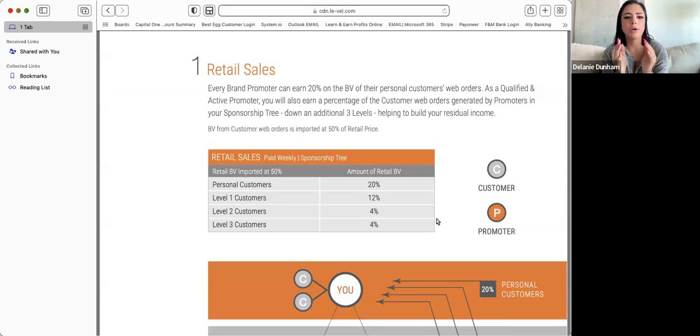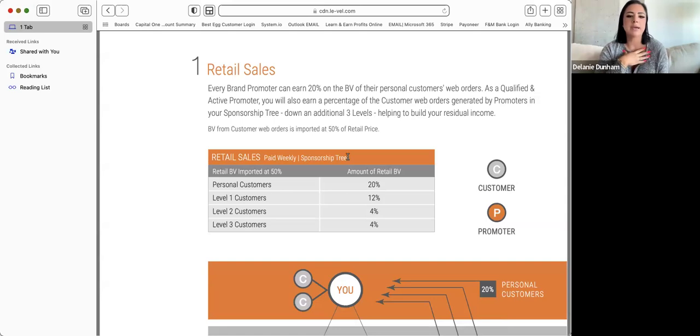Okay. So the first thing that we get paid off of is called retail sales. This is a fancy way of just saying customer sales, right? So you'll see on this comp plan where it says sponsorship tree right here. Pay attention to that, because we get paid off of personally enrolled, and then we also get paid off of placement. I will tell you right now, you're going to make the most money here off of personally enrolled sponsorship volume.